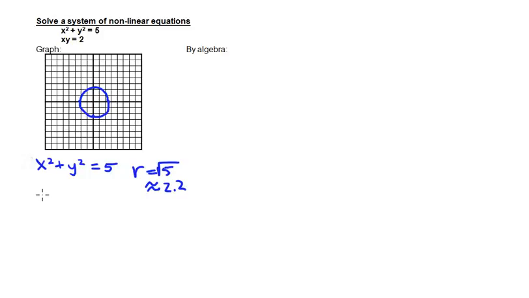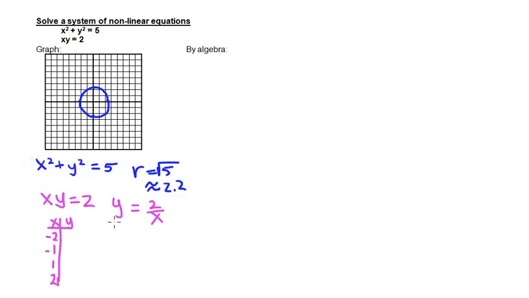Next, let's take a look at the equation x times y is equal to 2. And if you're not familiar with this, if we isolate the y, we can say that y then is equal to 2 divided by x, and this is a variation on the reciprocal function.